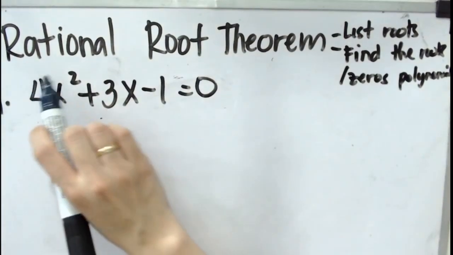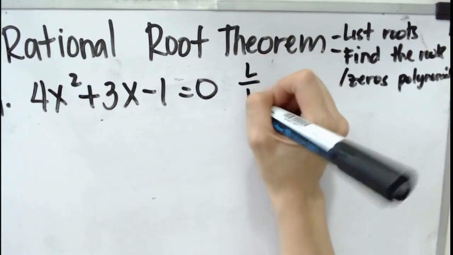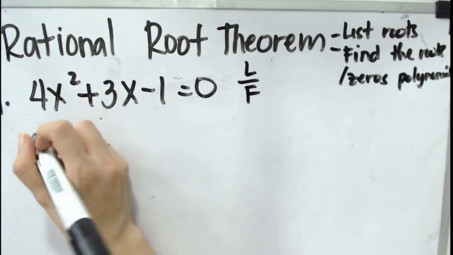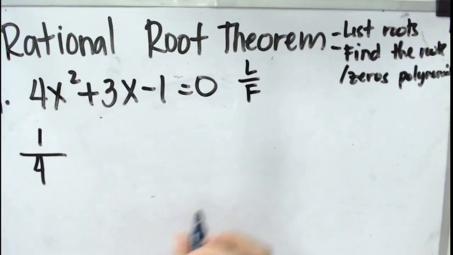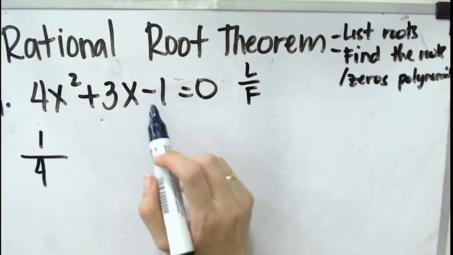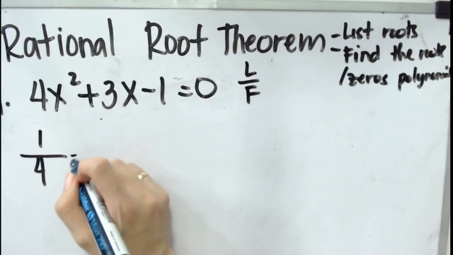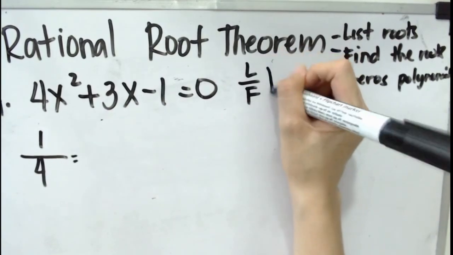When we say rational root theorem, we follow the format last term over the first term. So the last term of this one is 1 and the first term is 4. Again, we are just looking at the last and the first term. We're not minding the sign. So the next thing we do after finding the last and the first term is we factor it out.